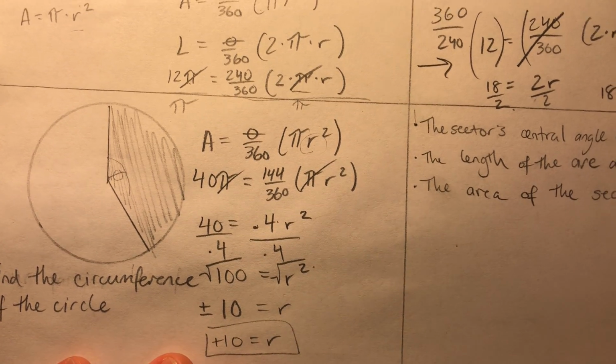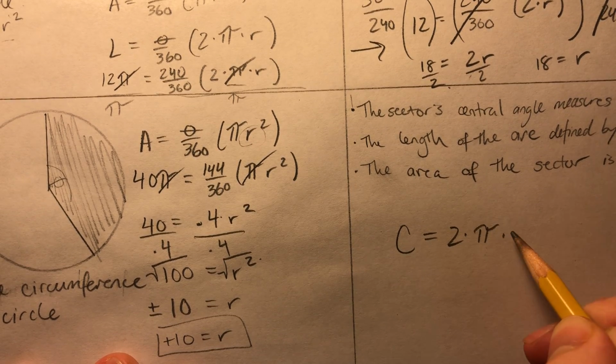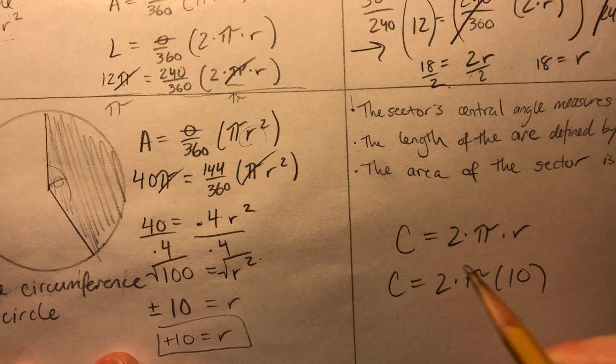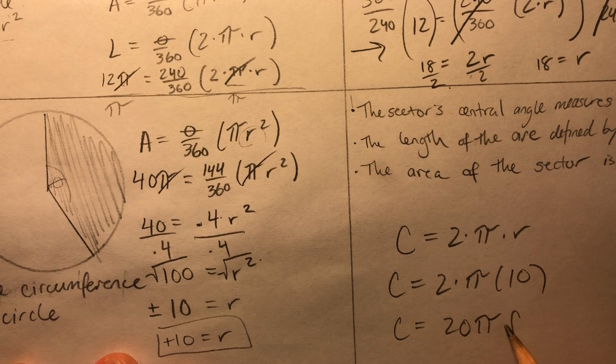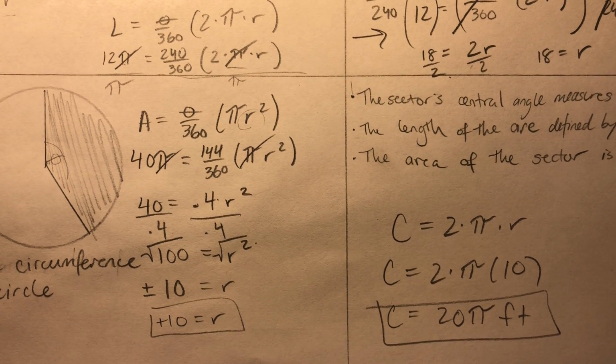All right, so I'm trying to find circumference. My formula for circumference is C equals 2 times pi times r. C equals 2 times pi times 10. C equals 20 pi. And we're in feet, so that's the circumference. All right, that's all for 9.3.